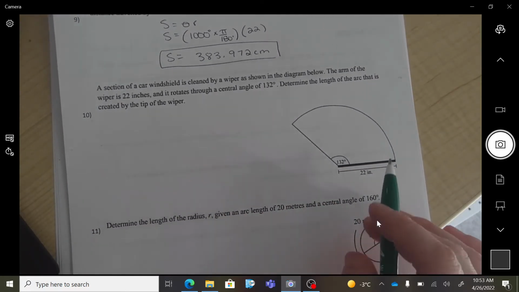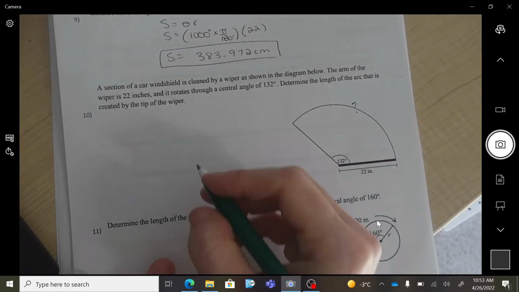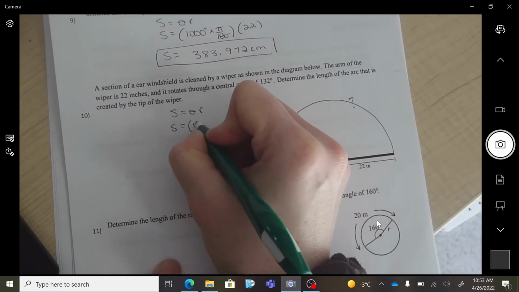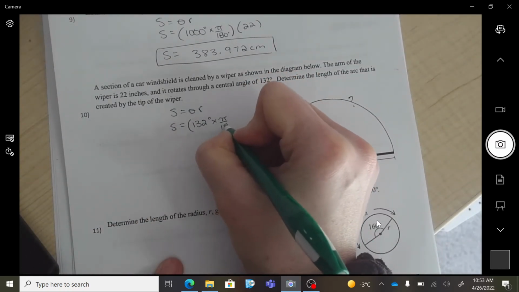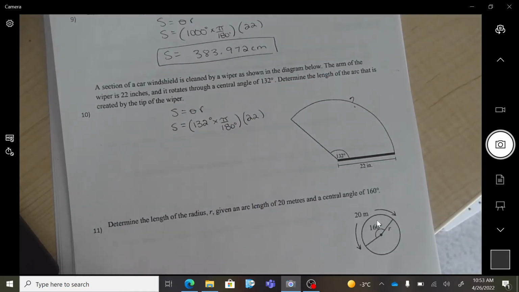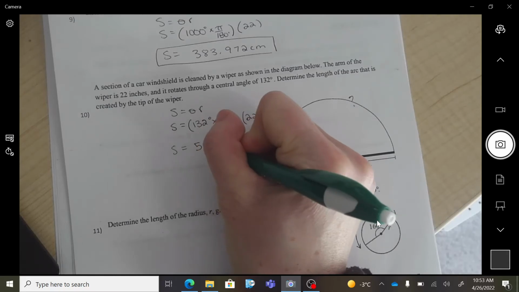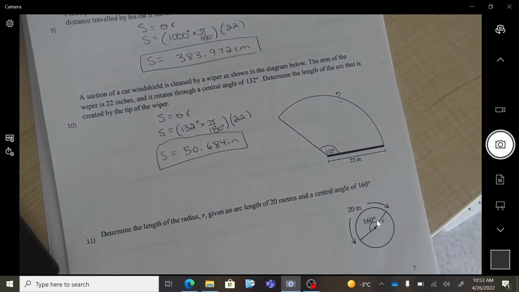Okay, we have a car wiper. Determine the length of the arc. So what's the arc length? So the angle is in degrees, 132, and I'm going to have to times to convert to radians. And we have a radius of 22. So I'm going to type that all into my calculator, and I get 50.684. That's in inches.